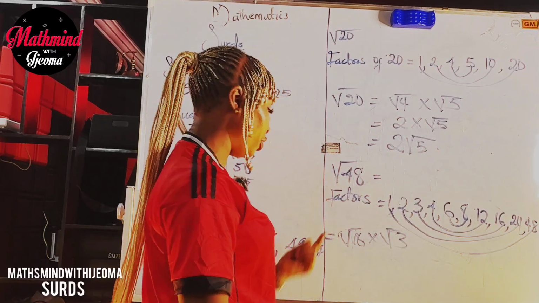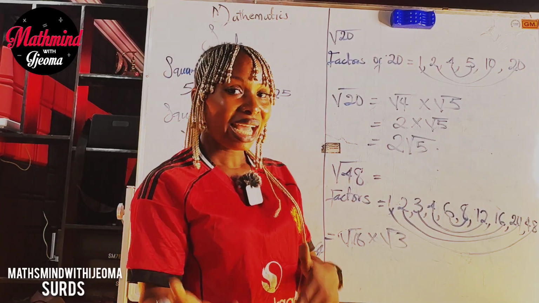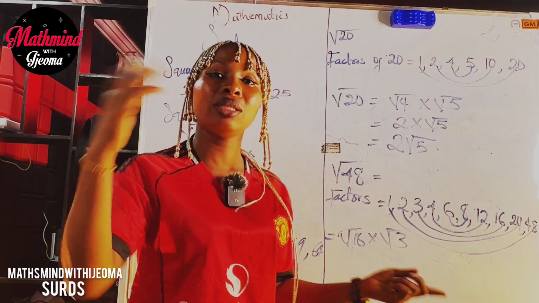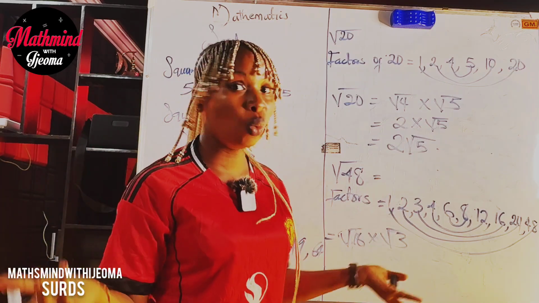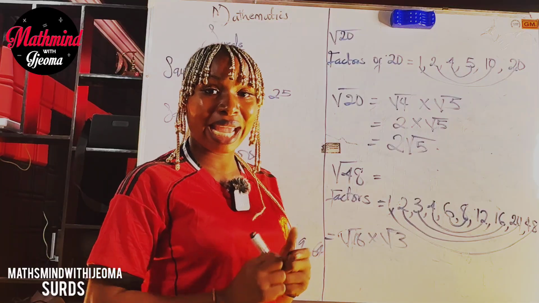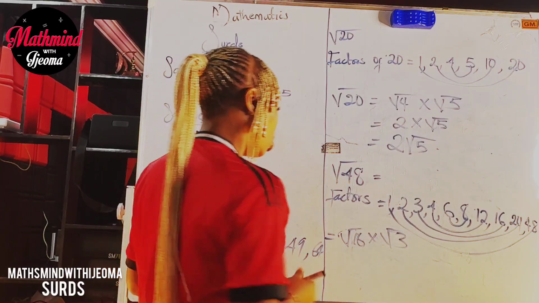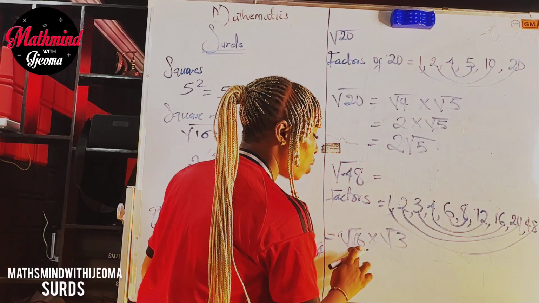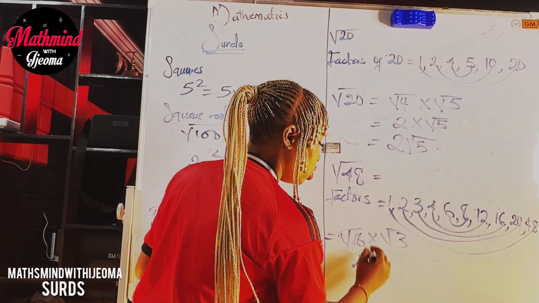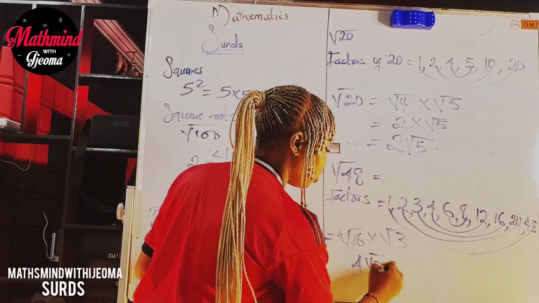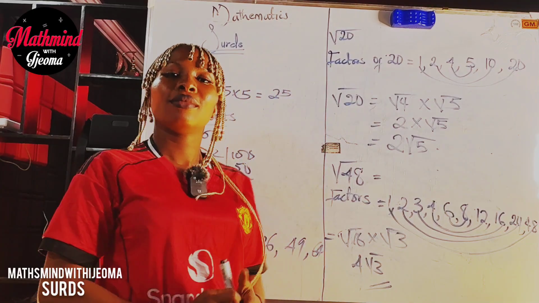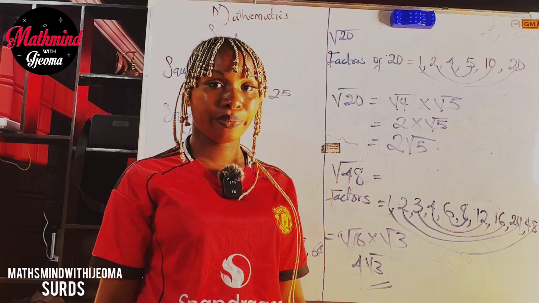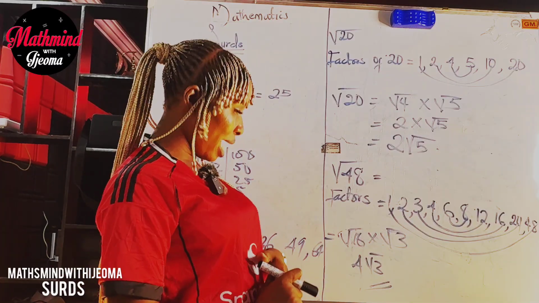Any of them can come first, because 2 times 3 and 3 times 2 is the same thing as 6. Okay? In multiplication, you can interchange them the way you want. It will still give you the same end result. So, let's go. Root 16, the square root of 16 is 4. So, this should be 4 root 3. That is the root of 48. Okay? Now, coming to the next.